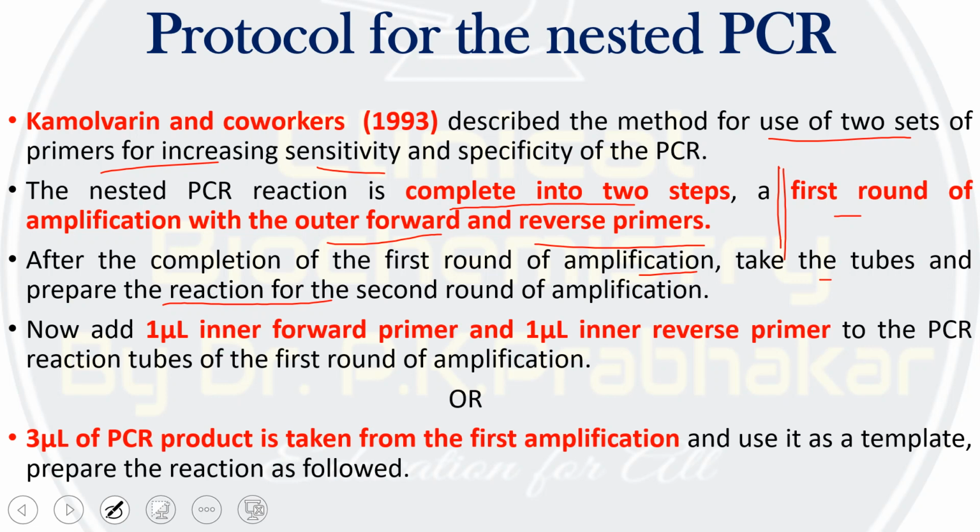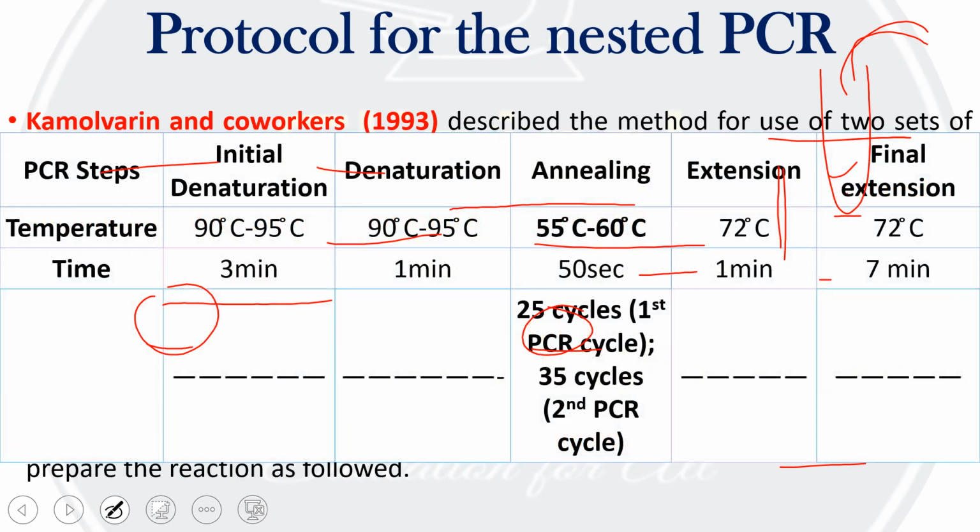Then in the second round of PCR we have two options. Either we add 1 microliter of inner forward and inner reverse primer directly into the same PCR tube, or we take some sample from the first tube and run a fresh set of PCR. So 3 microliters of PCR product will be taken from the first amplification and used as a template in a fresh tube. We can do it both ways.